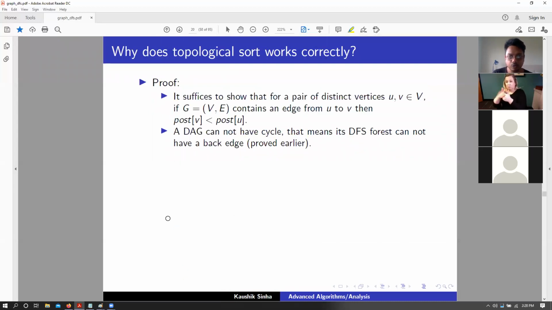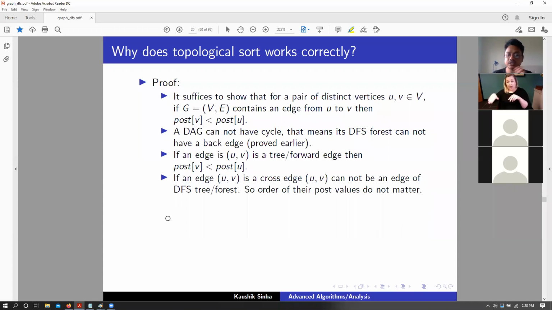Perfect. Okay. So as I said, the post values would be different, and a DAG cannot have a cycle because a DFS forest cannot have a particular back edge, as we talked about earlier. So if an edge is a tree or a forward edge, we always know that the post value of V, where V is the child node, will always be smaller than the post value of the parent, right? If an edge is a cross edge, then we do not care about those post values because they are not going to be overlapped in any way. The pre-values and post values for one node cannot overlap the other.